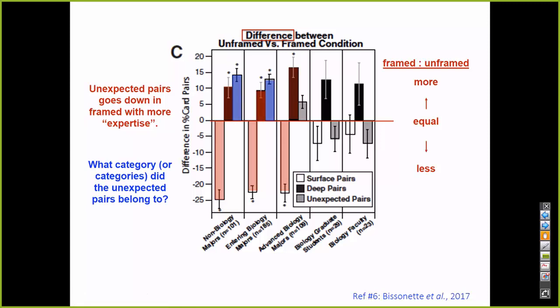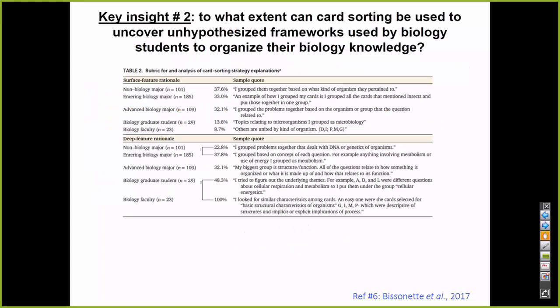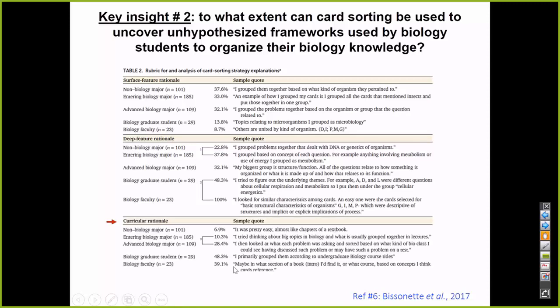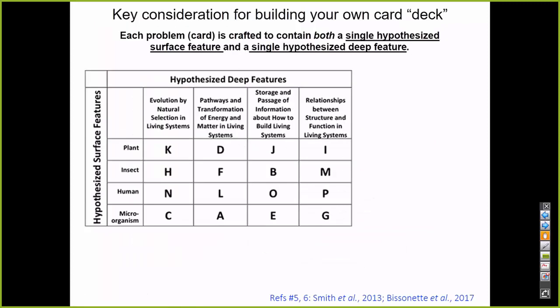So what category or categories do unexpected pairs belong to? This is where the outside of class homework will be helpful. So you get to see how they were sorting and why. And as I said before, what came out here was that a lot of them had this unpredicted sorting method that was based on their curricular, their classes.